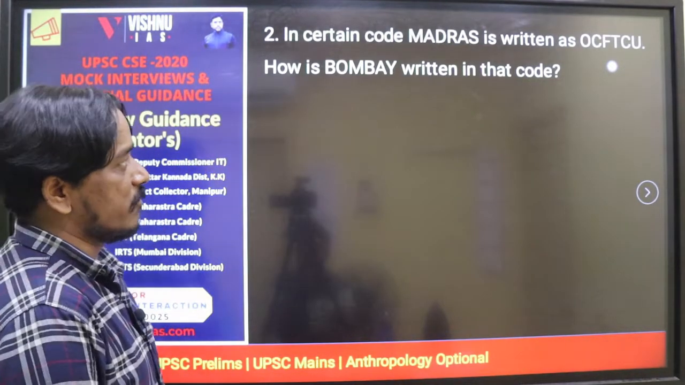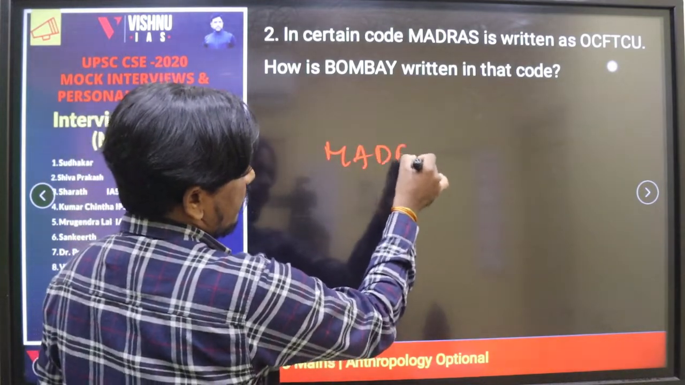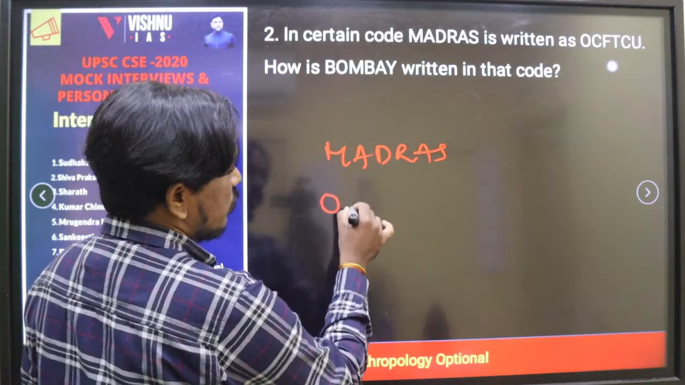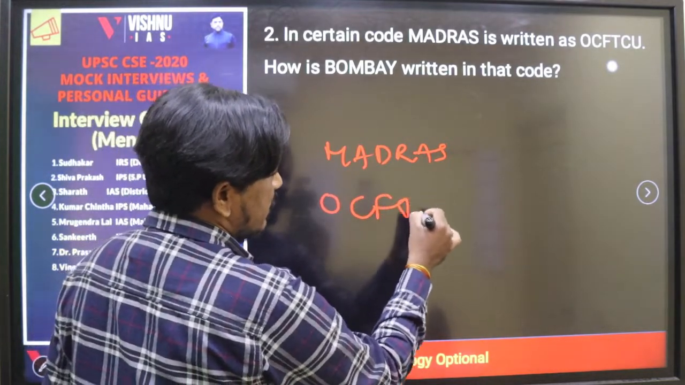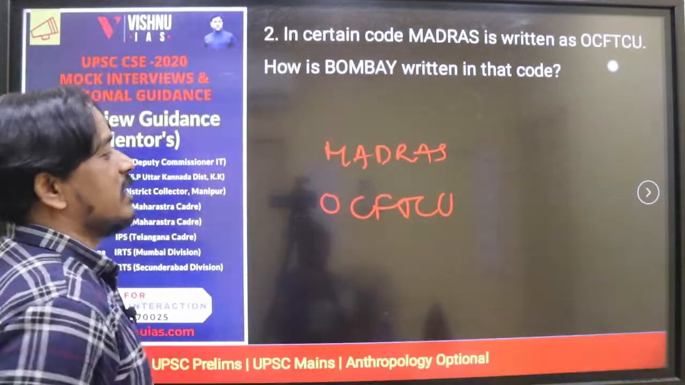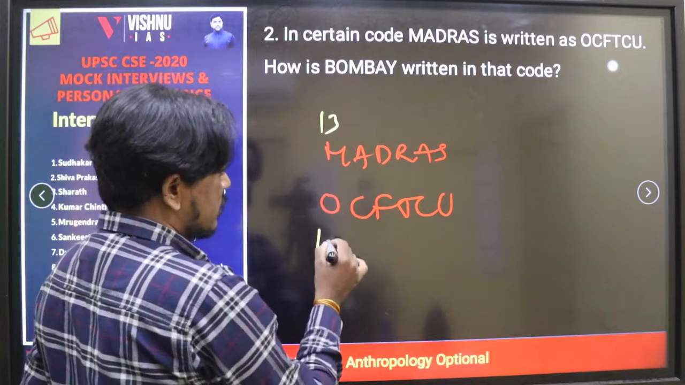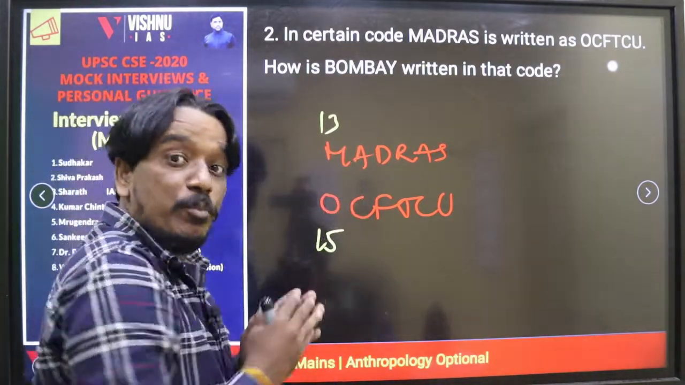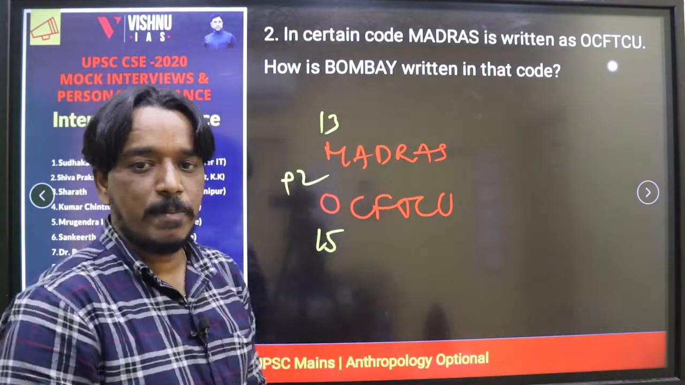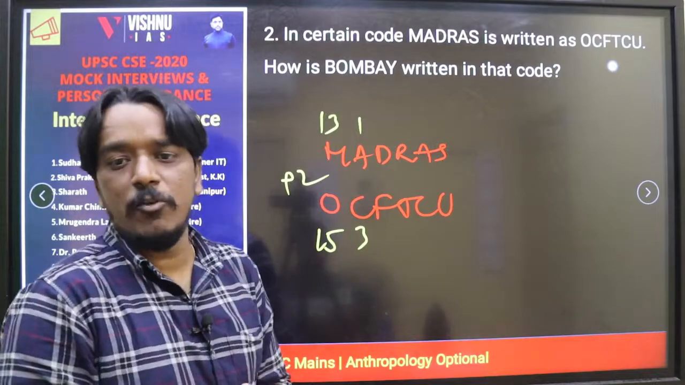Let's understand one other question here. Madras is coded as O, C, F, T, C, U. If you observe this, what is the pattern? First you have to understand. Actually M is 13, O is 15. If you take direct same position logic, it is a plus 2, 13 plus 2 is 15. Similarly A is 1, C is 3, again we have plus 2.